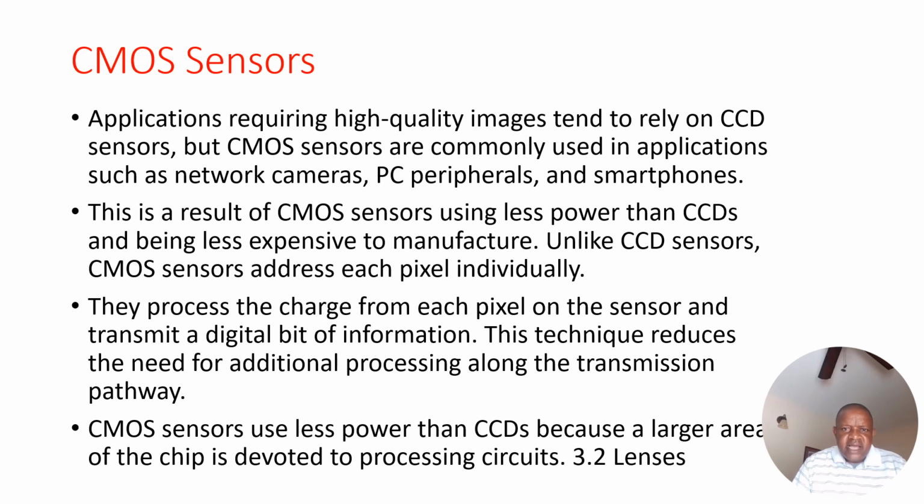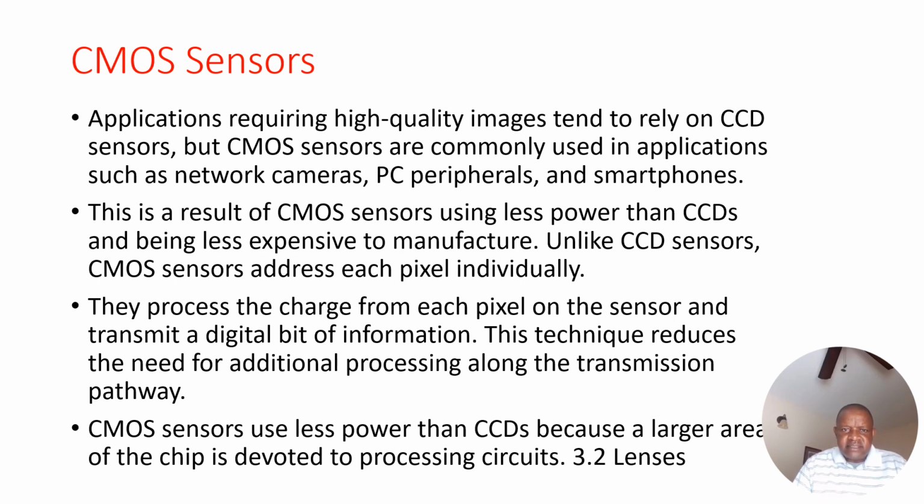Applications requiring high-quality images tend to rely on CCD sensors, but CMOS sensors are commonly used in applications such as network cameras, PC peripherals, and smartphones. This is a result of CMOS sensors using less power than CCDs and being less expensive to manufacture.